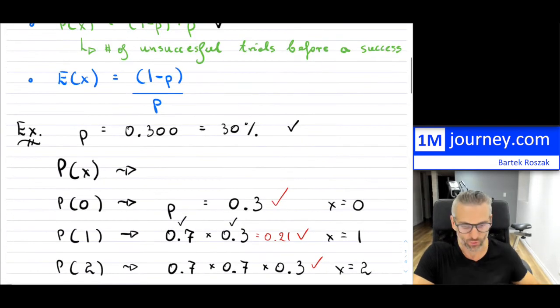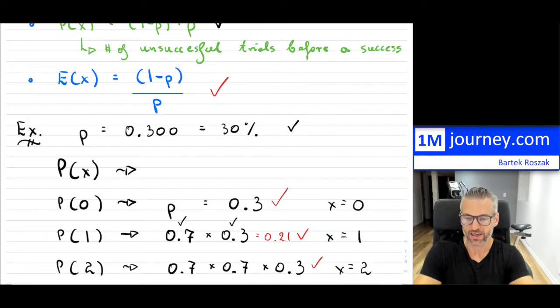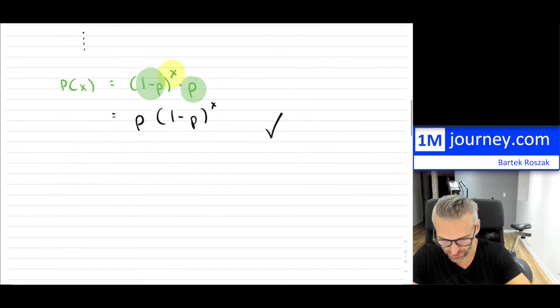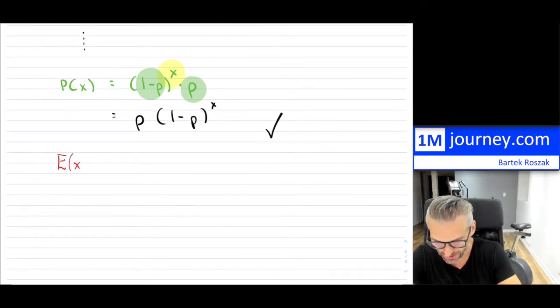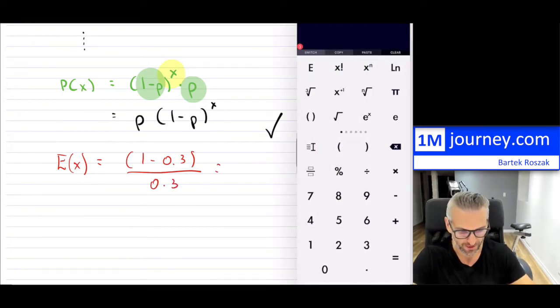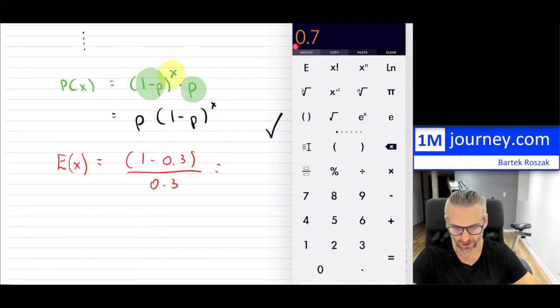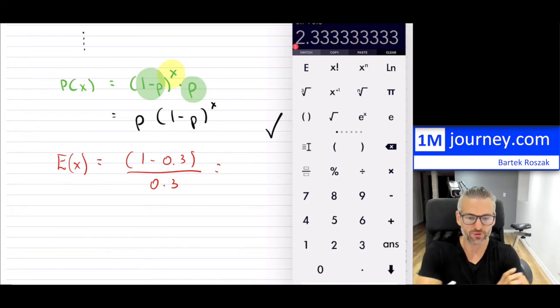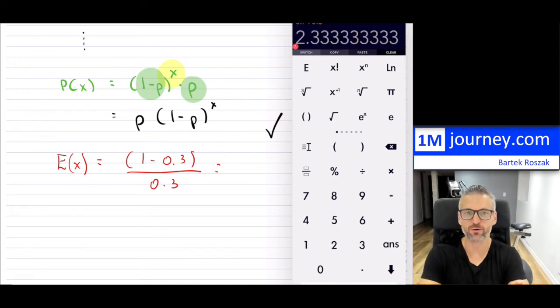If you wanted to know what the expected value is, the calculation is very simple. For our case, the expected value is equal to (1 − p) divided by p. So in this case, it's 0.7, that is 1 − 0.3, divided by 0.3, which is 2.33. That would have been our expected value in here.